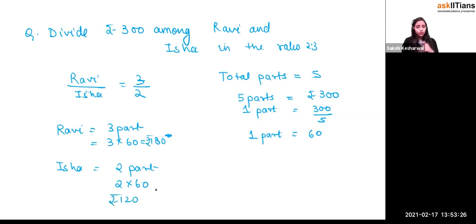You want to divide 300 amongst Ravi and Isha in the ratio 2:3. So what you did is you divide the money into 5 parts, right? And the 5 parts is equals to 300 rupees. So one part will be equals to 60 rupees. So Ravi is going to get the 3 parts and Isha is going to get 2 parts. That's equals to 120 rupees, right or no? Yes. Okay.